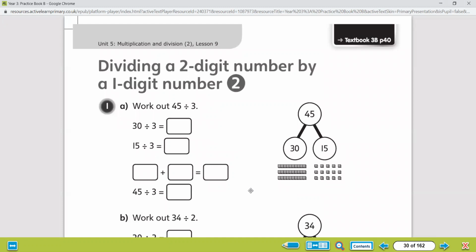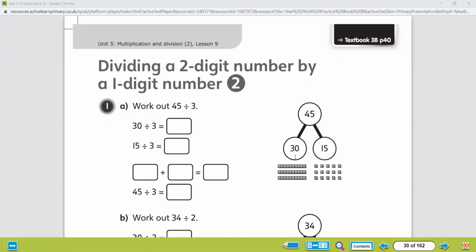Question 1 says to work out 45 divided by 3. Our part-whole model has partitioned 45 into numbers in the 3 times table, 30 and 15. If I add those two together, I get 45. And I can divide each of those numbers by 3 because they're in the 3 times table. So let's have a look.